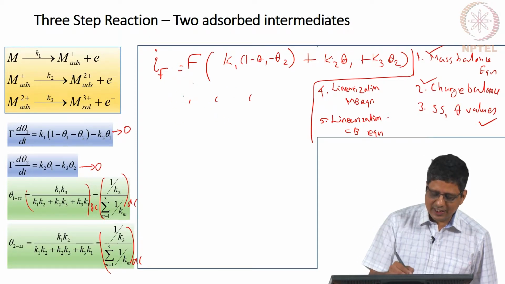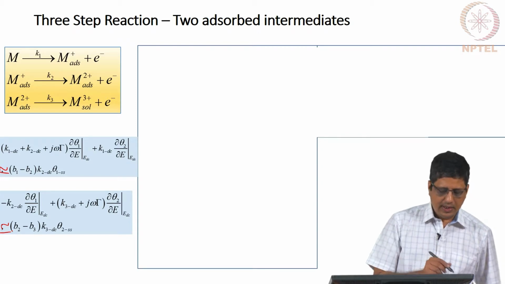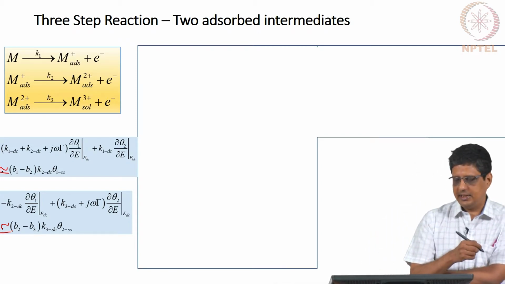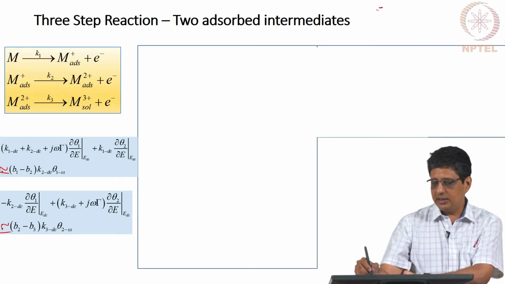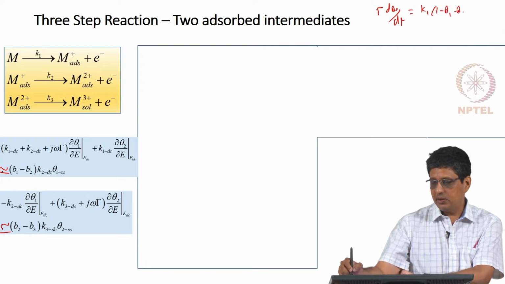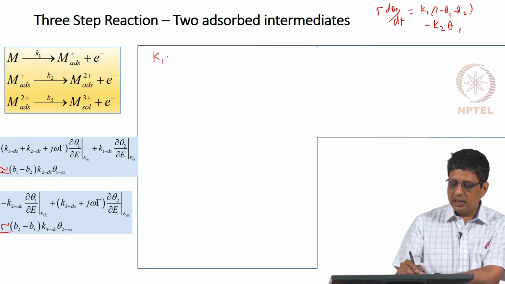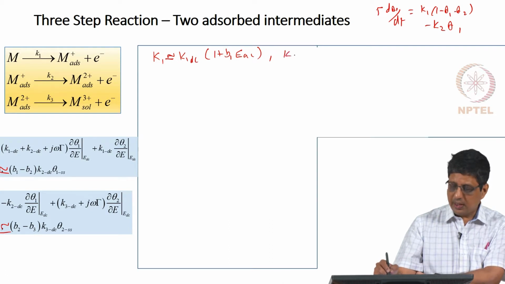Linearization of charge balance equation and linearization of mass balance equation. So, let us try the mass balance equation and see if you can linearize them. Mass balance equation looks like this: gamma d theta 1 by dt equal to K1 times (1 minus theta 1 minus theta 2) minus K2 theta 1. It is the first mass balance equation. So, here we are going to write K1 as K1 DC plus B1 E AC, and that is an approximation. Similarly, we will write for K2 and K3.